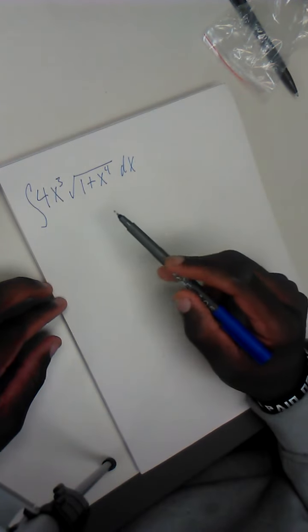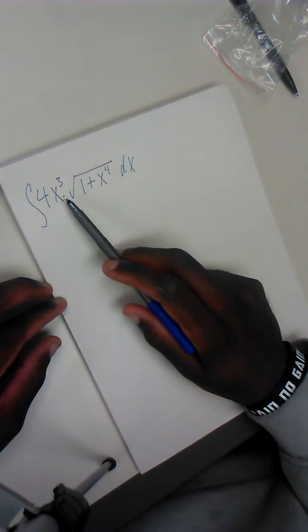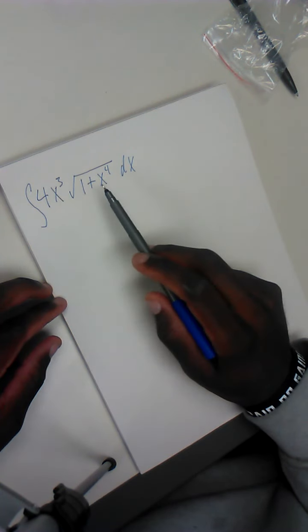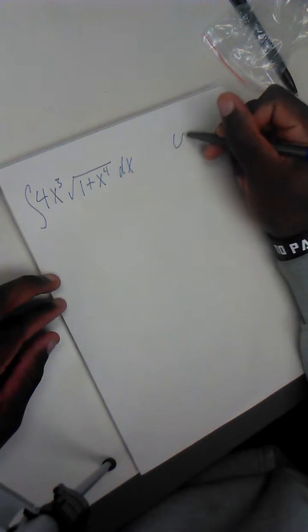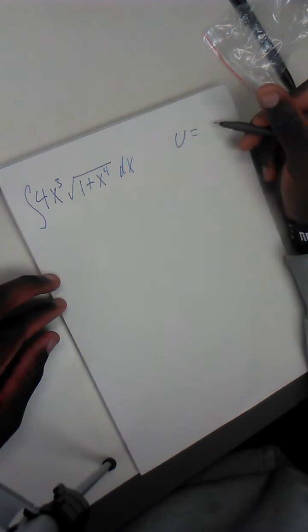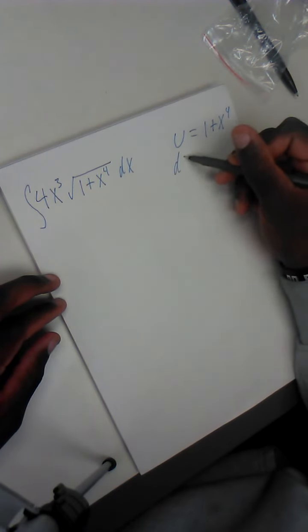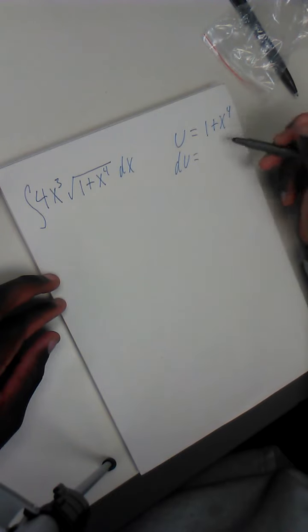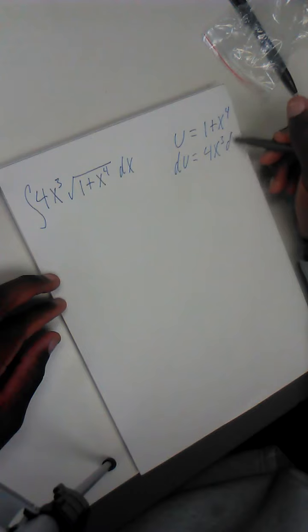Now notice how this function here is differentiable to this. So when you select your u, the differentiated version of u would be this. Case in point, you have u is equal to 1 plus x to the fourth. So your derivative of this, your du, is going to equal 4x to the third dx.